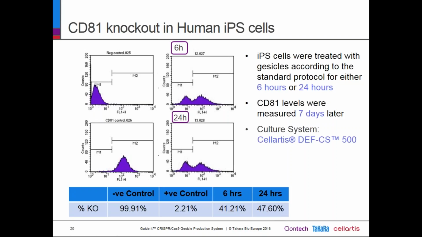For the gene editing in iPS cells, we used our Cellartis DEF-CS culture system, which is a complete system for culturing, also containing the matrix. And it's really a great system because it also allows single-cell passaging and single-cell cloning. Interestingly, Gesicle delivery did not show any toxicity and had no effect on the pluripotency for the markers we tested.